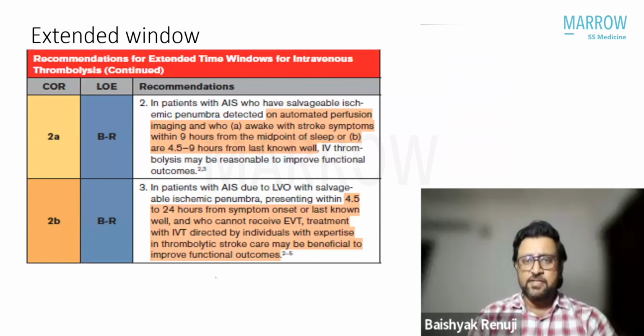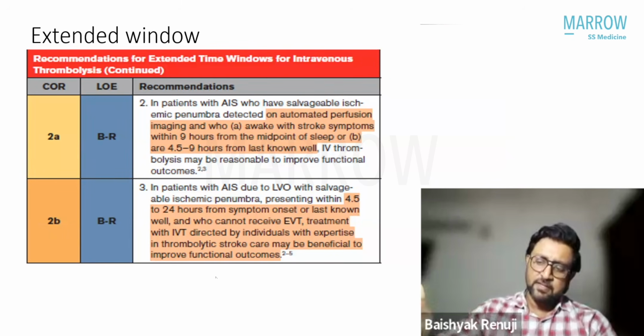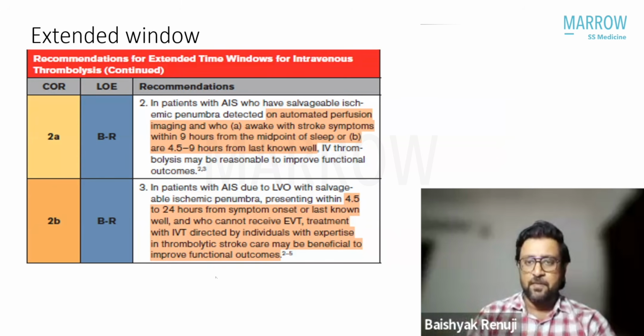And one more thing they are suggesting is that there's a new change happening. These 2 things are the new things. One is those again wake up or unknown onset. They came to you, suppose the patient has last seen normal at 12 o'clock.